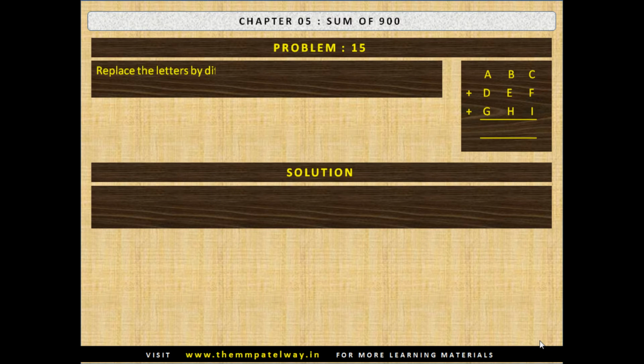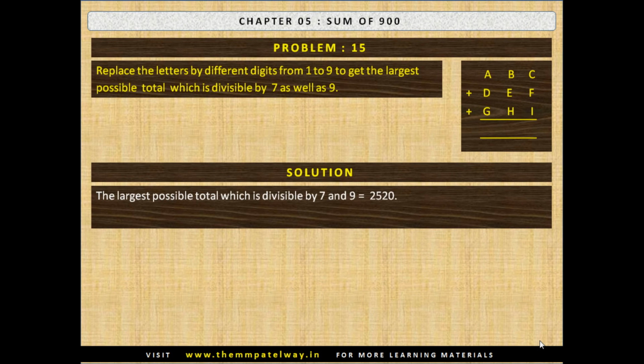Problem number 15. Replace the letters by different digits from 1 to 9 to get the largest possible total, which is divisible by 7 as well as 9. Now stop the video and solve the problem. The answer is, the largest possible total which is divisible by 7 and 9 is 2520. Again, the answer is same as the previous problem.